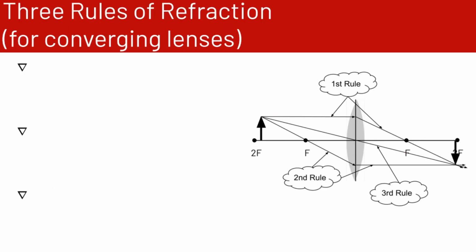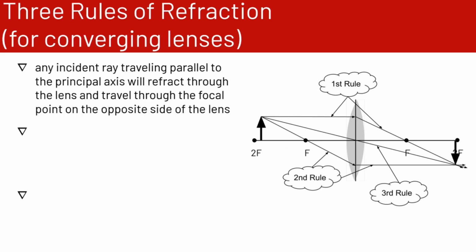All right, so just like we had rules of reflection for mirrors, we have rules of refraction for lenses. So there are 3 rules of refraction for converging lenses. The first rule says that any incident ray traveling parallel to the principal axis will refract through the lens and travel through the focal point on the opposite side of the lens. Here is our incident ray traveling parallel to the principal axis, and here it refracts through the focal point on the other side of the lens. That's rule number 1.